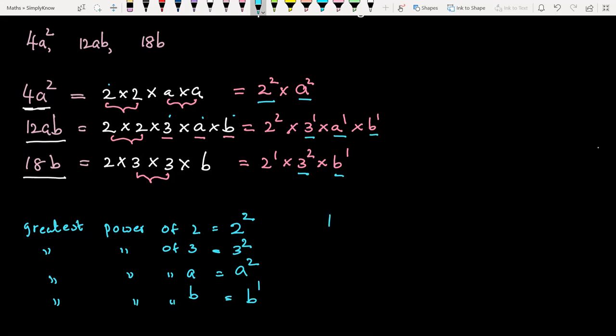Now we can easily find our LCM of 4a squared, 12ab, and 18b. So how to find it? Just obtain the product of these greatest powers of each factor. 2 to the power 2 is the greatest power of 2, times 3 to the power 2, the greatest power of 3, times the greatest power of a, which is a to the power 2, and finally the greatest power of b, which is b to the power 1.